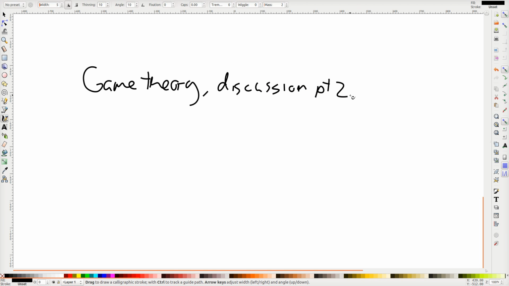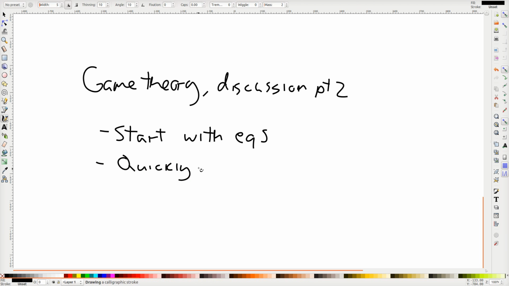So last time, I explained how I approach games and what my strategy is going in. My strategy was to start with an equilibrium strategy, and then to quickly move to a maximally exploitative strategy, one that exploits my opponent, of course.